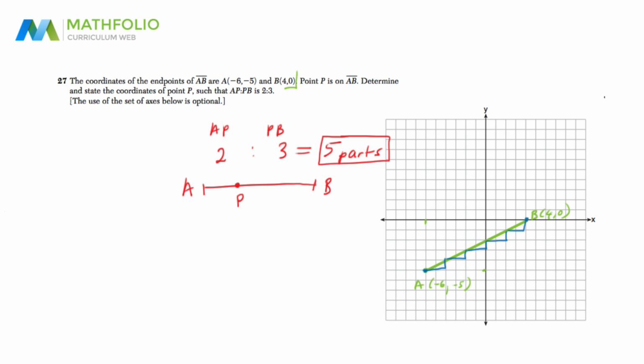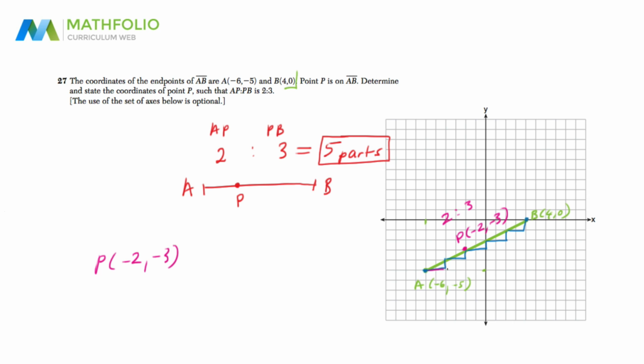And so the ratio being 2 to 3 means we take our 5 parts and we go 2 parts away from A and then 3 parts away from B. So that must be point P. And so the coordinates of this is -2, -3, and so that is our answer. So point P is -2, -3.